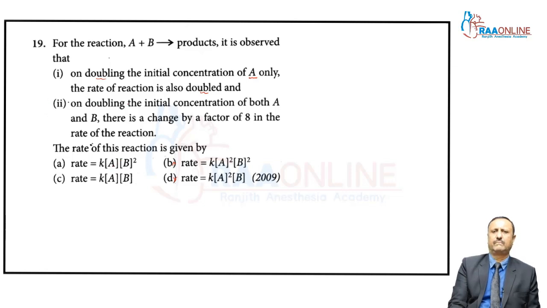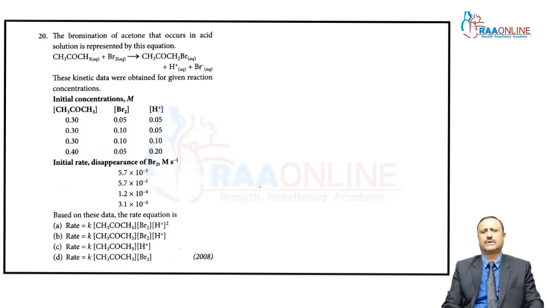Now, on doubling the initial concentration of both A and B, there is a change by a factor of 8 in the rate of reaction. So, my dear students, you can go to question number 19, option A. Why? Because doubling the concentration of A doubles the rate of reaction, and the total is 8. So it is a second order, 2 2s are 4, 4 2s are 8. So the total rate increases by 8 times when it is a second order reaction. This question was also asked in 2009, my dear students.